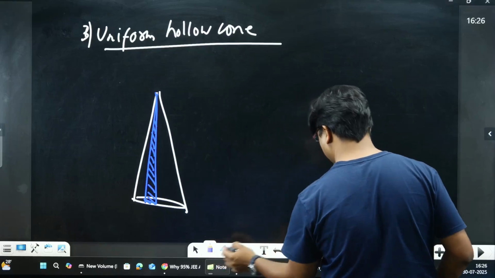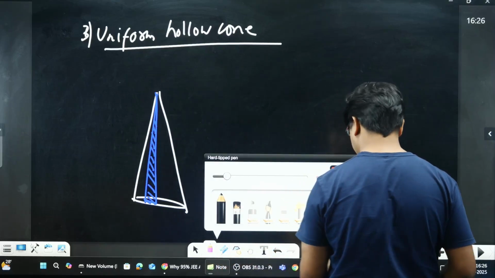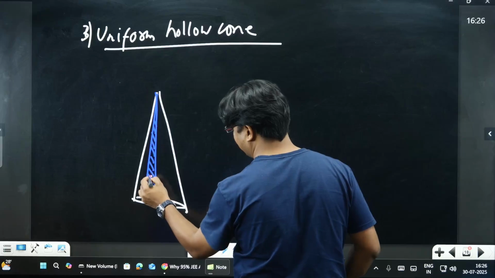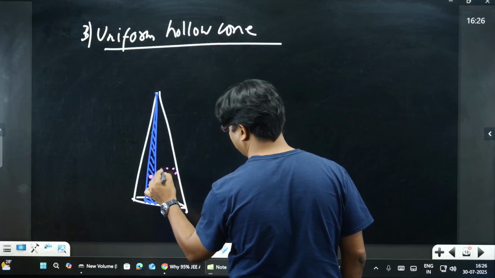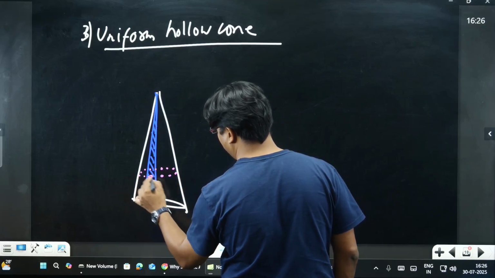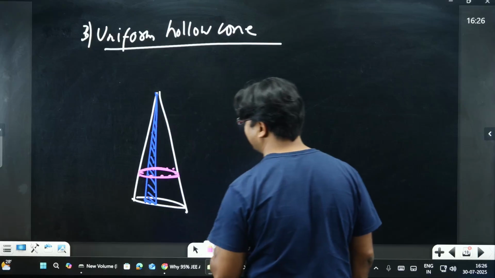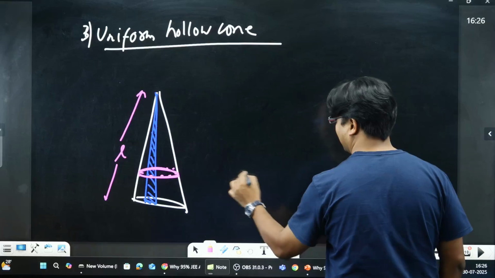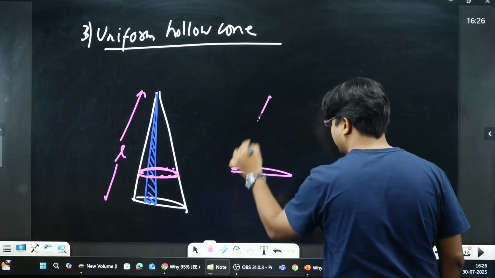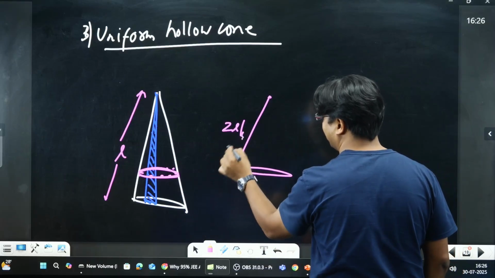Again the same logic, guys. Now I think you should be able to do it yourself. I will replace this triangle with a particle located here, and again here, here, here, then here, here, here, here, and we will end up with a ring. If this slant length is L, then we will end up with a ring, the distance of which from the apex will be 2L by 3.